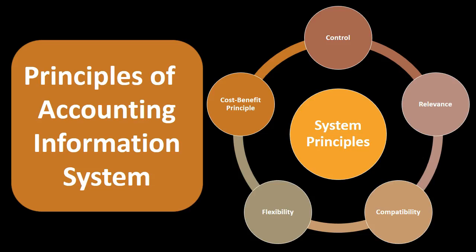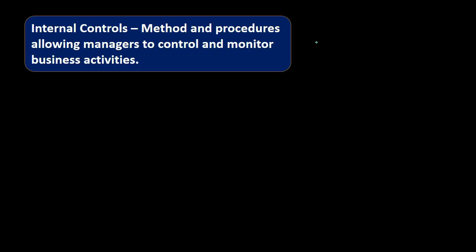So the control principle is part of the principles of the accounting information system, the accounting information system being that system we're going to put together in order to get those financial transactions recorded, input, processed, stored, and then output. We have here the principles related: the control principle, the relevance principle, the compatibility principle, flexibility principle, and the cost-benefit principle. We here are concentrating on the control principle, often having to do with the processes, the procedures.